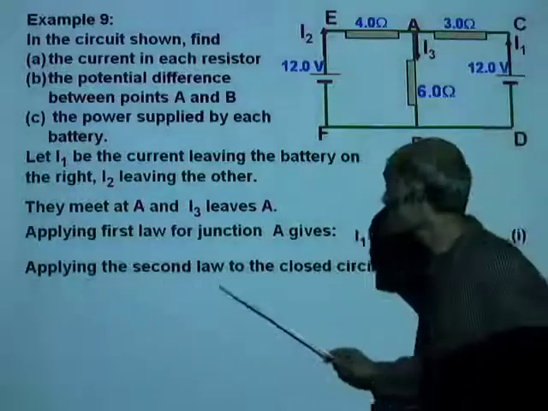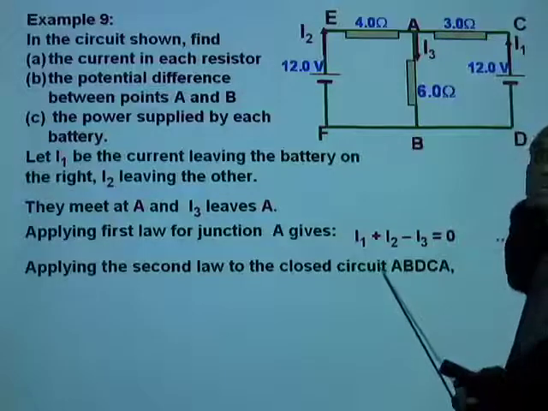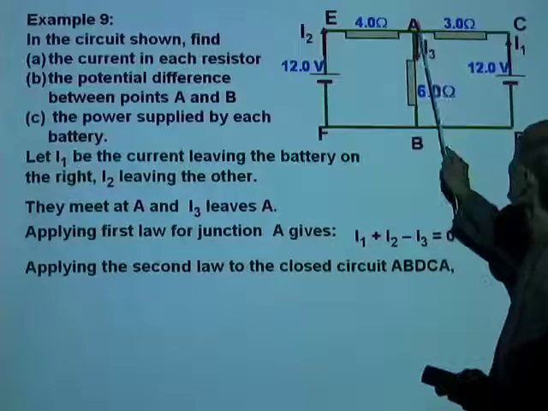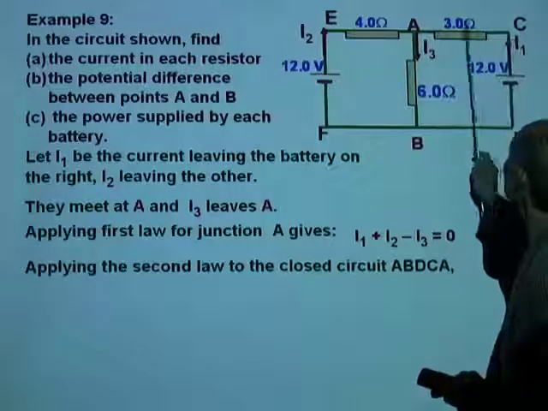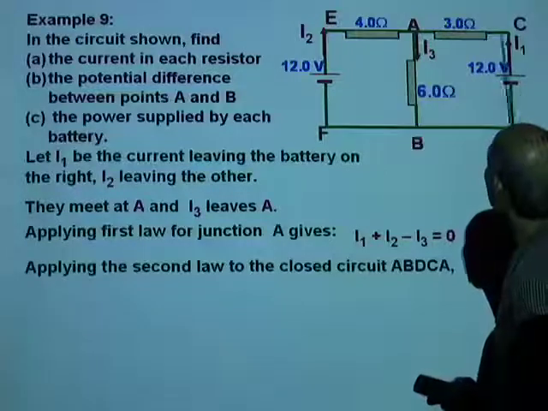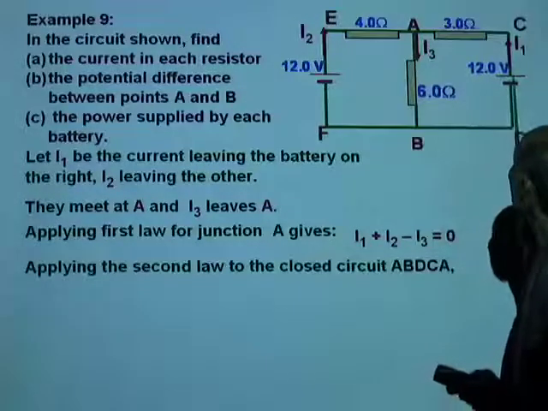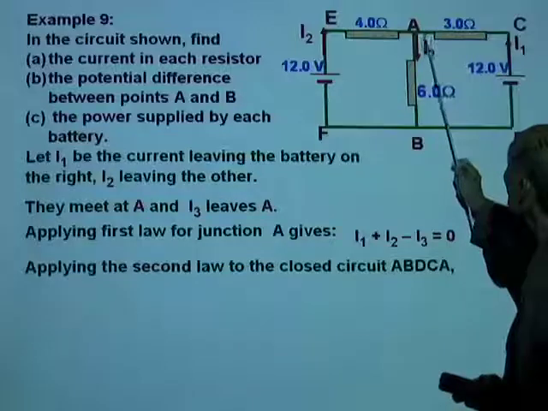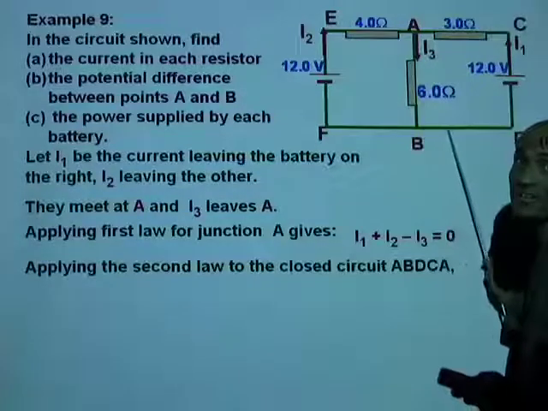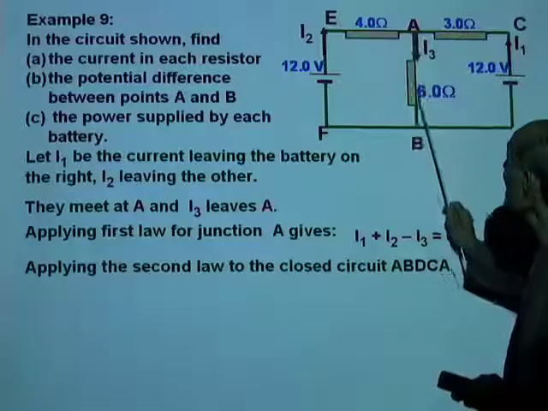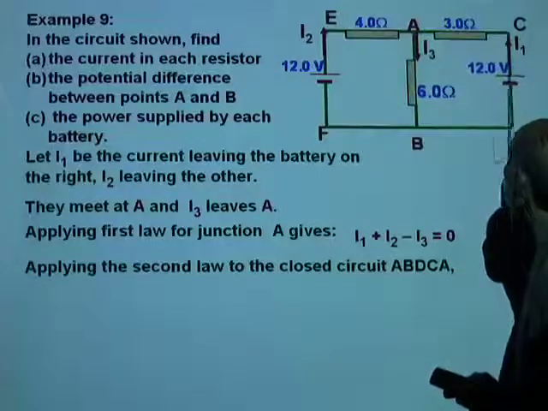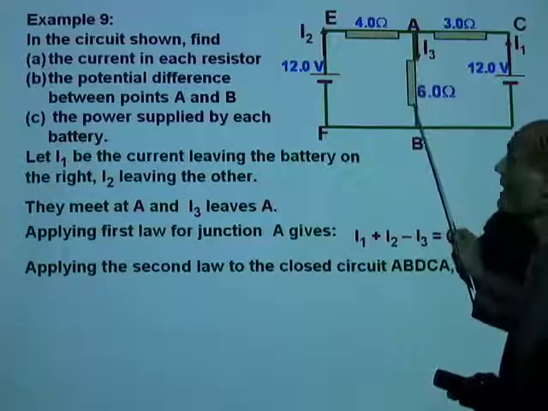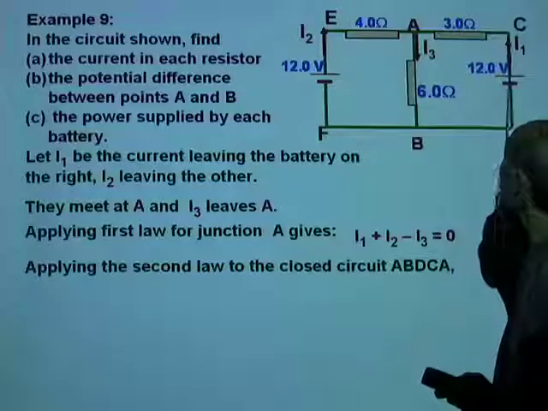And now let's apply the second law to the closed circuit loop A, B, D, C, A. It's a counterclockwise loop. You can see the direction of the loop is the same as the direction of I1 and the direction of I3. You notice that? Watch it again. The loop is A, B, D, C, A. It is the same as the direction of I3 and the direction of I1.